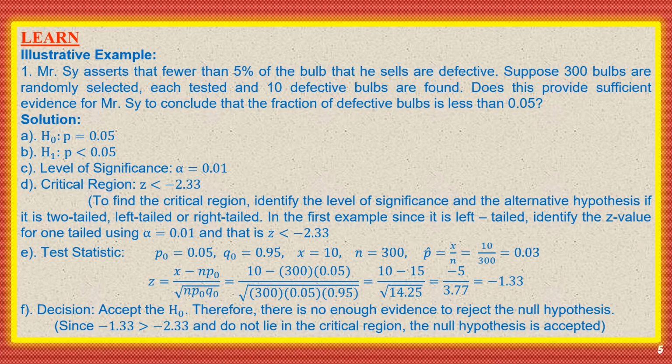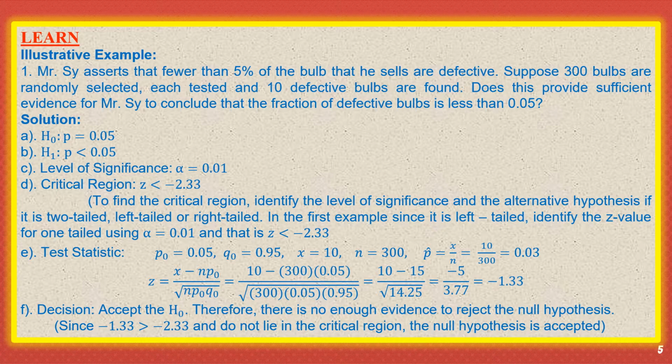For the test statistics, you identify the given. So from the given problem, our p null is 0.05. So our q null is 0.95. So where did we get 0.95? That is 1 minus 0.05. Your x is 10. Your n is 300. So from that, given your p hat is x over n, that will give you 10 divided by 300 or simply 0.03.